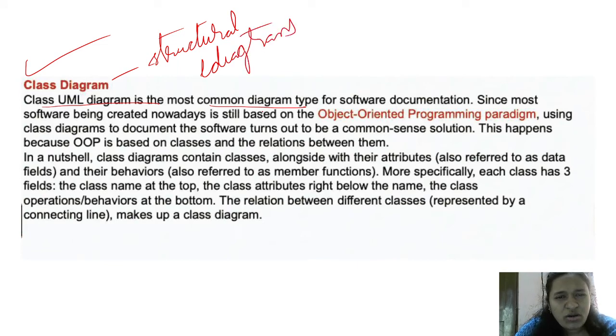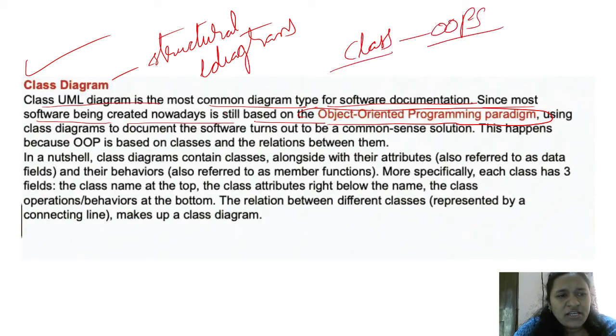It's the most common diagram type for software documentation. Since most software being created nowadays is still based on the object-oriented programming paradigm, where the class concept will come in OOPS, right? Using class diagrams to document the software turns out to be a common sense solution. OOP is based on classes and the relation between the classes.